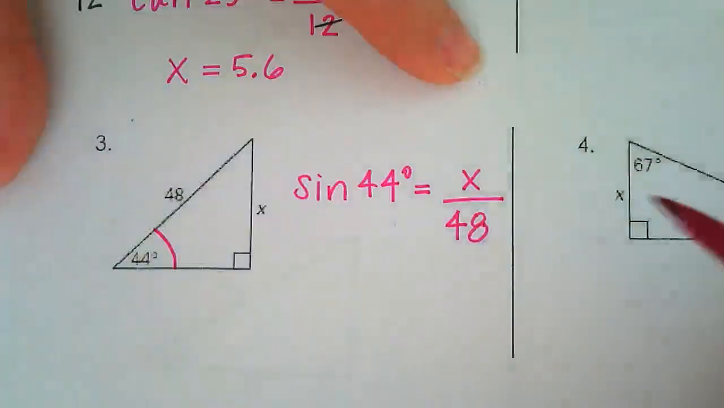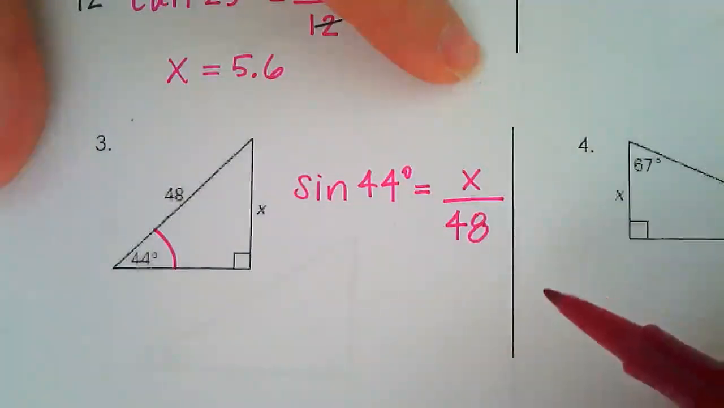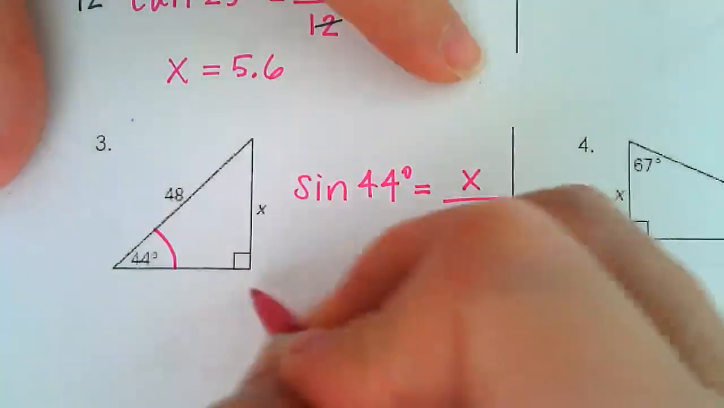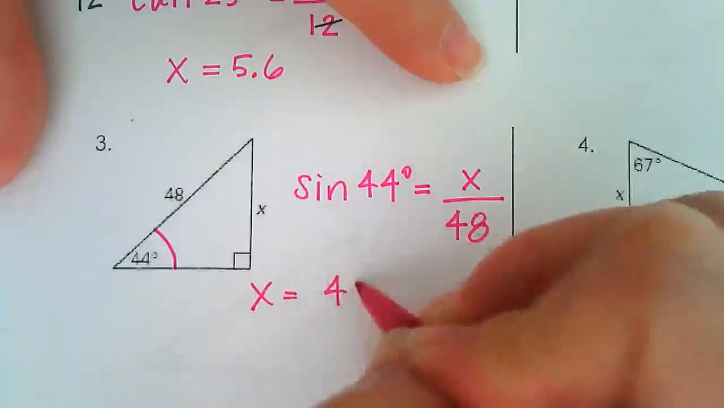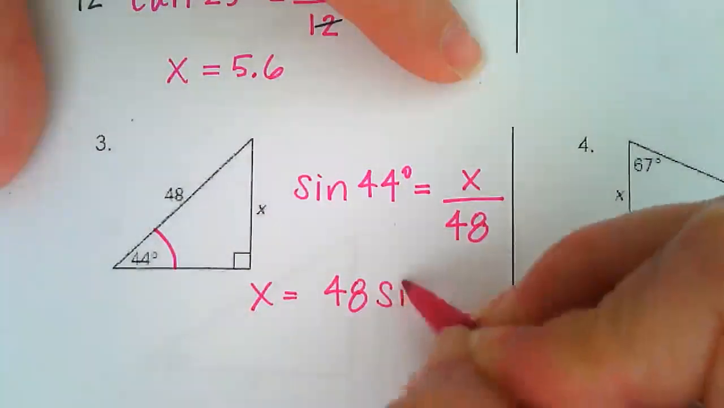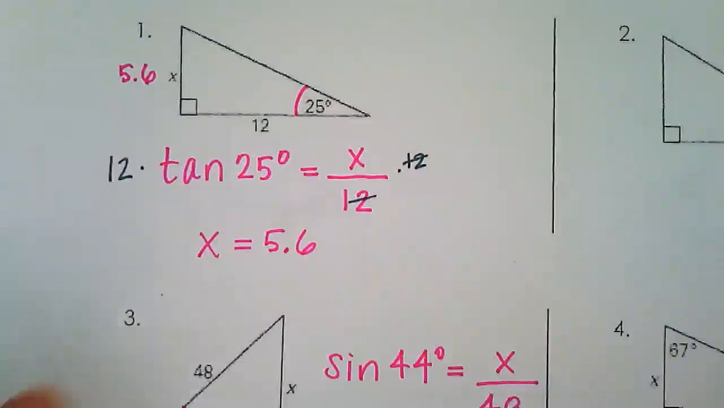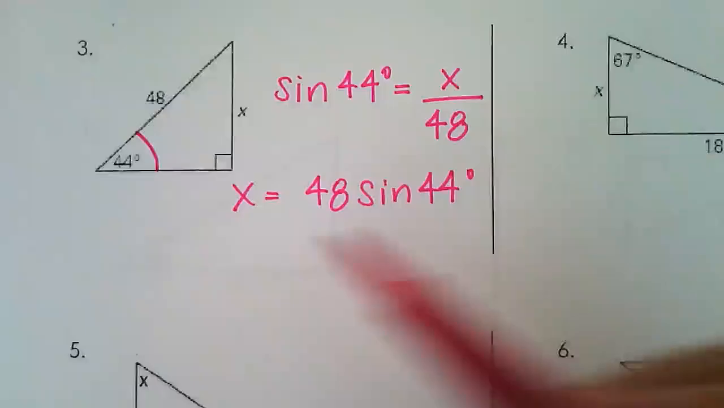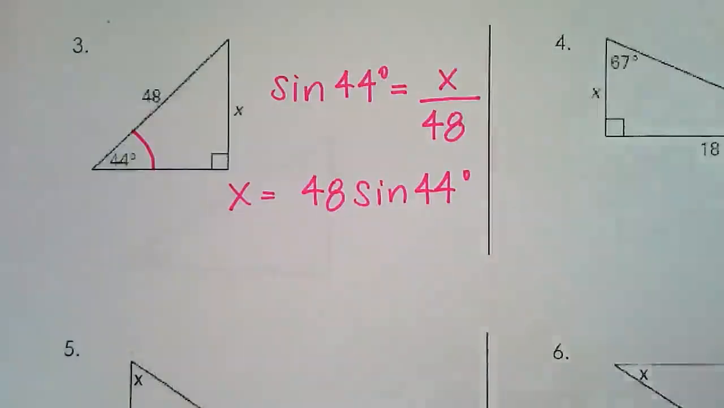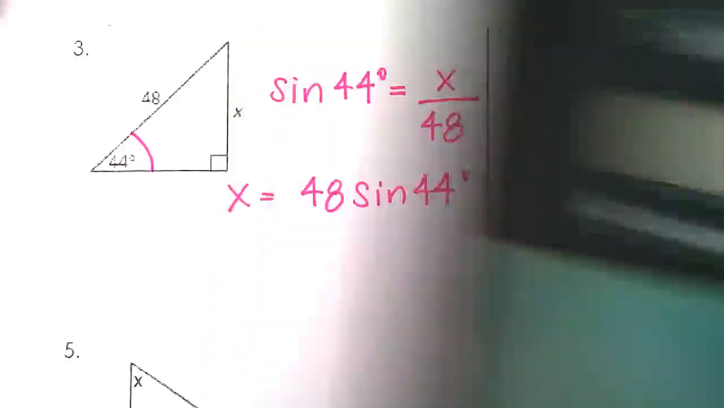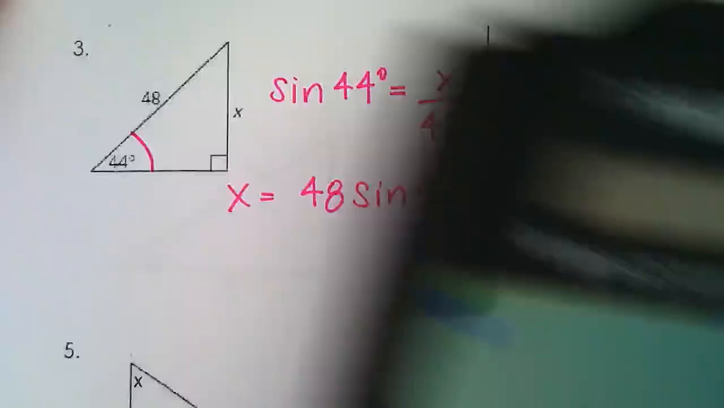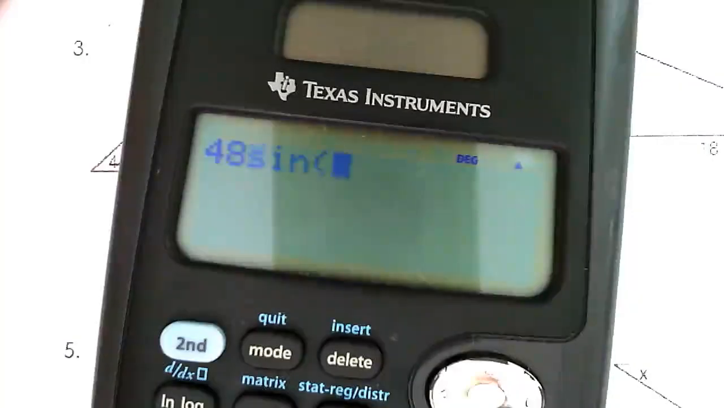To solve this one, we need to multiply by 48. So we need to do 48 times the sine of 44 degrees. Just like on this one, we multiply both sides to cancel that out to get x. All right, so here we go. Grab your calculator, clear that one off. We need to do 48 sine 44. We can type it in exactly like that.